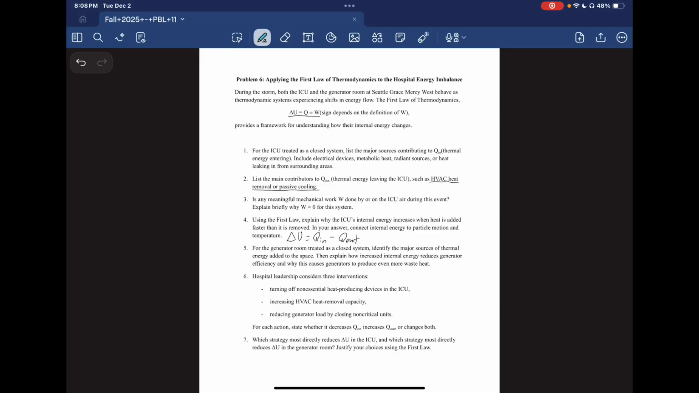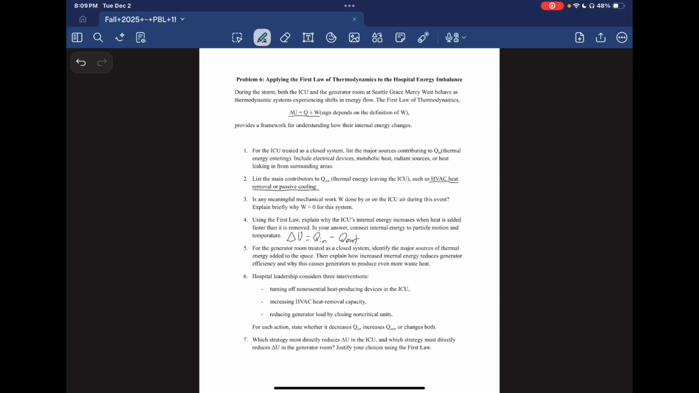And then for the generator room itself, it says major sources of thermal energy added to the space. Well, the biggest one is, of course, going to be the generators themselves. Something is happening to fuel the diesel engines, and that's going to cause heat. There's going to be waste heat coming off of the engines. Maybe if there's friction in the moving parts, that's going to add to it. If there's a cooling system, that's going to add to the energy. So there's a lot of different things you could nitpick and say.